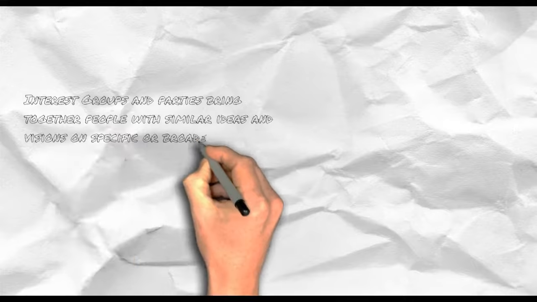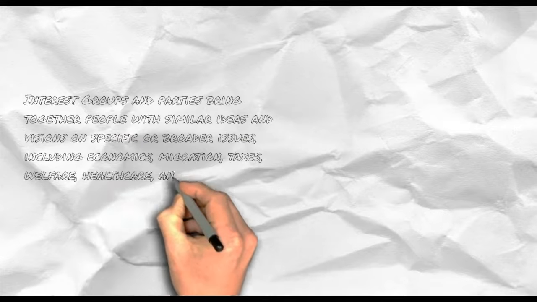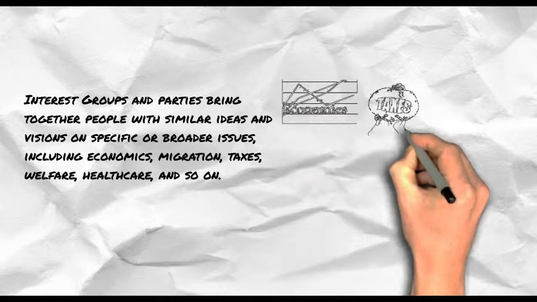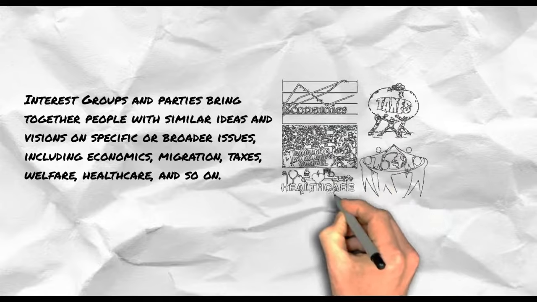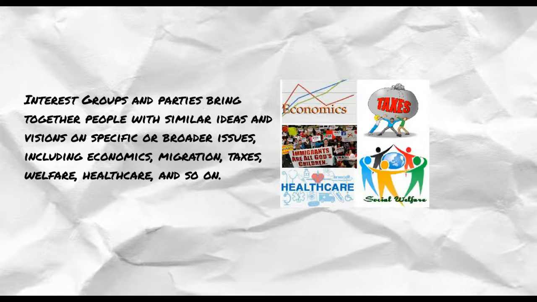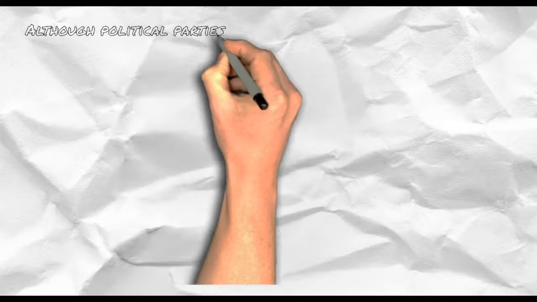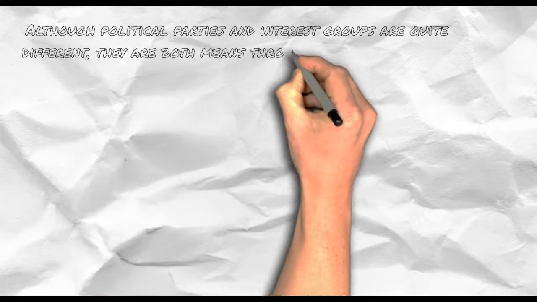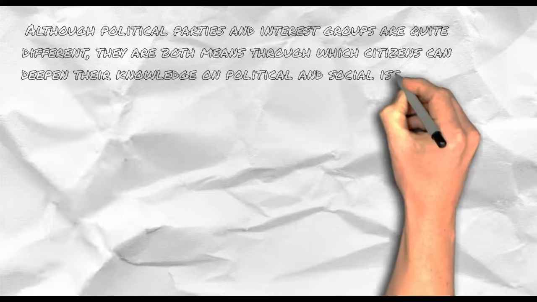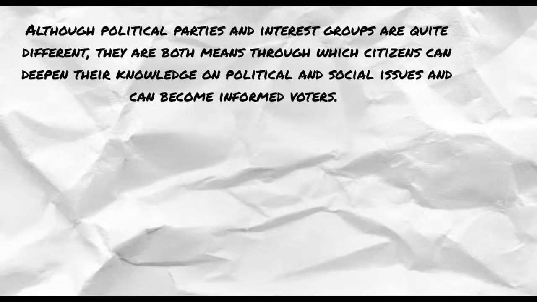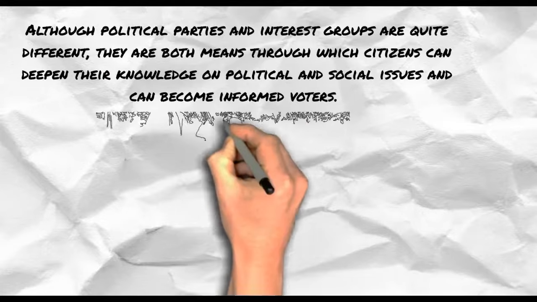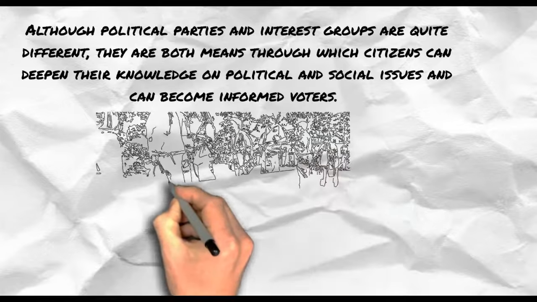Interest groups and parties bring together people with similar ideas and visions on specific or broader issues, including economics, migration, taxes, welfare, healthcare, and so forth. Although political parties and interest groups are quite different, they're both means through which citizens can deepen their knowledge of political and social issues and become more informed voters.